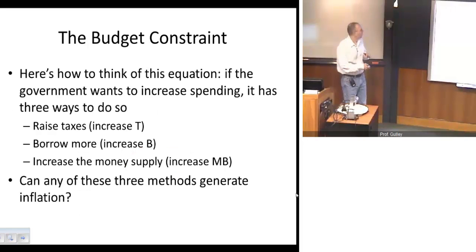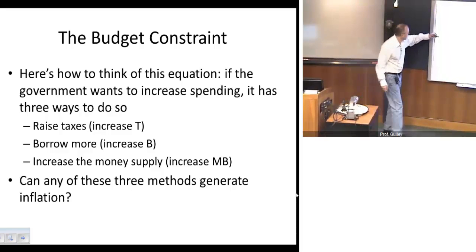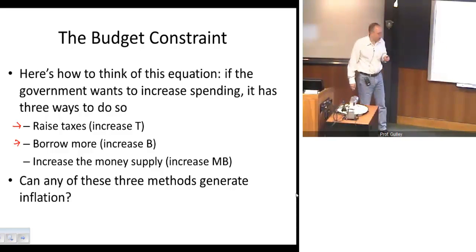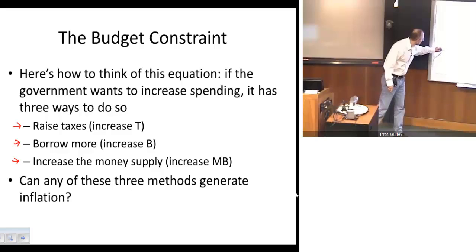Now, what we can do then is take that equation and think along these lines. Suppose the government wants to spend an additional $1 billion. Well, it has a combination of three options to pursue that additional spending of $1 billion. It can do some combination of raising taxes, borrowing, or, as we'll discover, increasing the money supply.